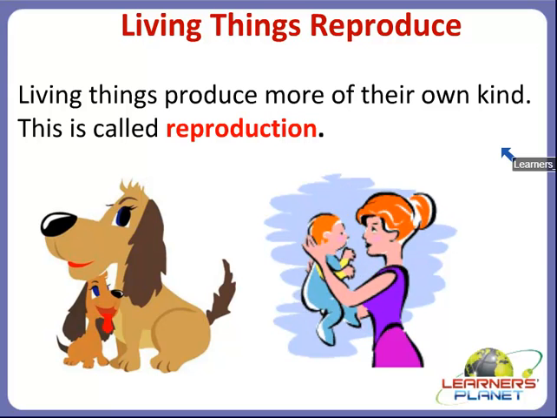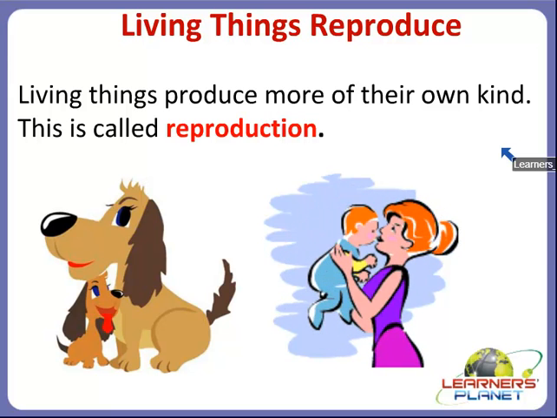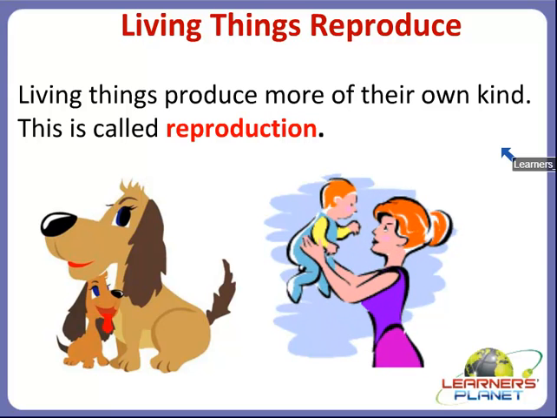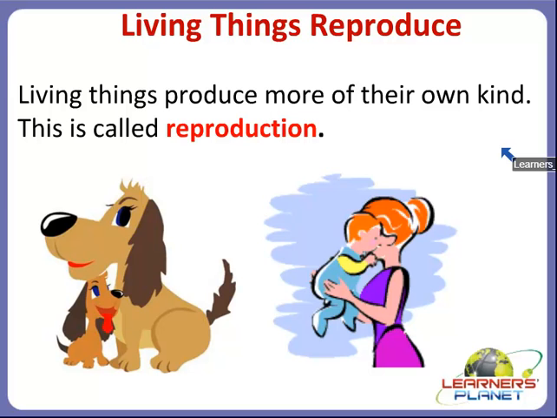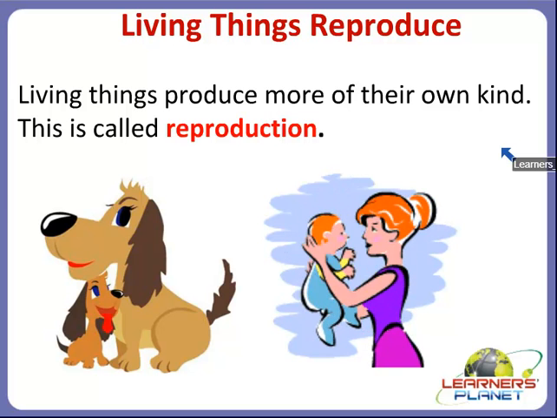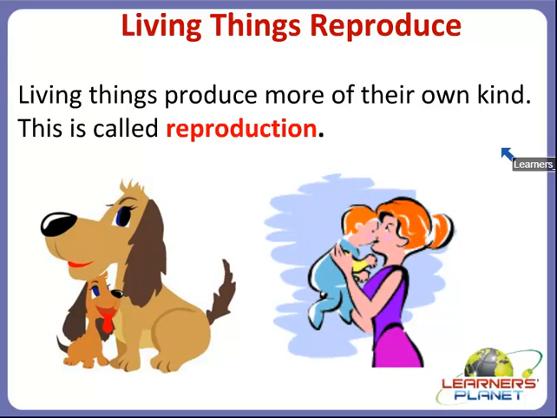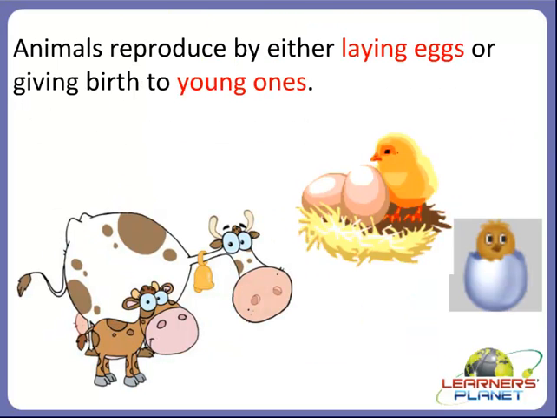Yes, children? So there are some examples of animals which give birth to their young ones. For example, a cow gives birth to a calf. An elephant gives birth to her calf. A cat gives birth to her kitten. Okay, children? So, we can see that some animals reproduce by laying eggs or giving birth to young ones. So this is an example of a cow which gives birth to its young one, that is her calf.